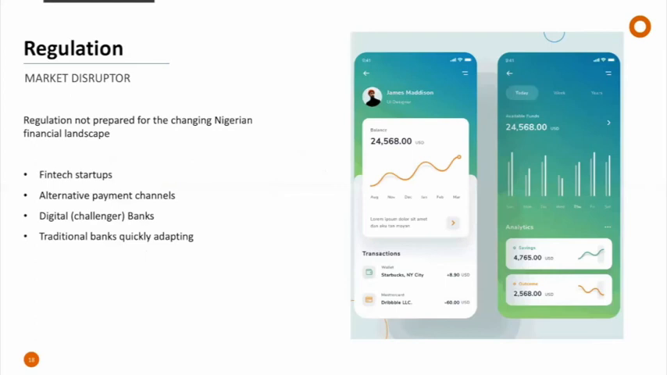So this regulatory framework, in a sense, set the foundation for the financial sector in Nigeria. However, there's been an issue. And the issue is that in the last couple of years, we've seen massive changes in the Nigerian financial landscape, for which really the regulation of those years wasn't really prepared.